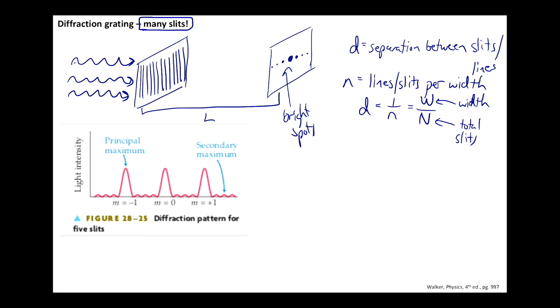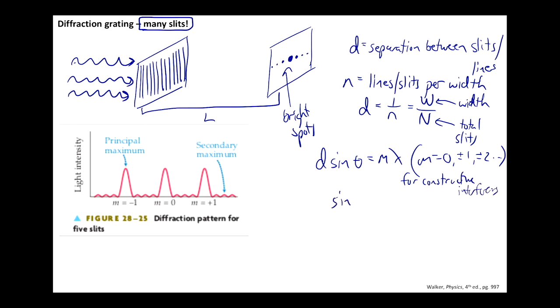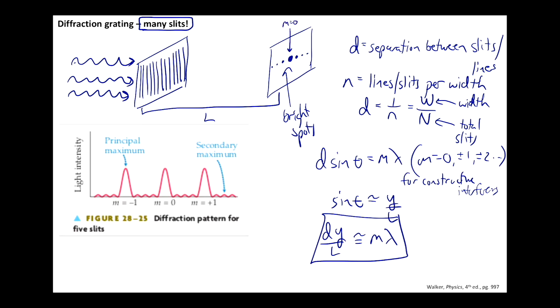And once again, we have a really similar looking equation. d sine theta is equal to m lambda. This time m is equal to 0, plus or minus 1, plus or minus 2, and so forth. This is for constructive interference. We can say that sine theta is approximately equal to y over L, which means I can simplify this to be d y over L is approximately equal to m lambda. And that is the one you're most often going to use. So if I look back at this diagram at the top, the central one is for m equals 0. The one right next to it would be m equals 1. The one on the other side would be m equals negative 1, and so forth. Okay?